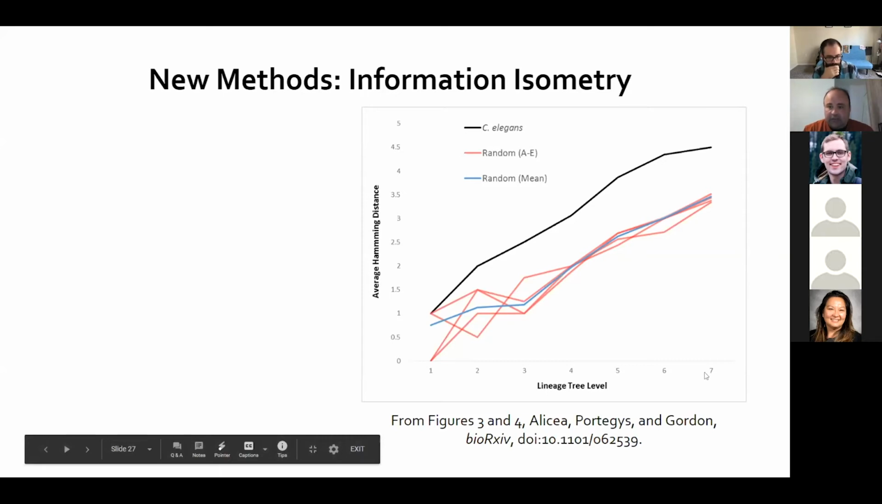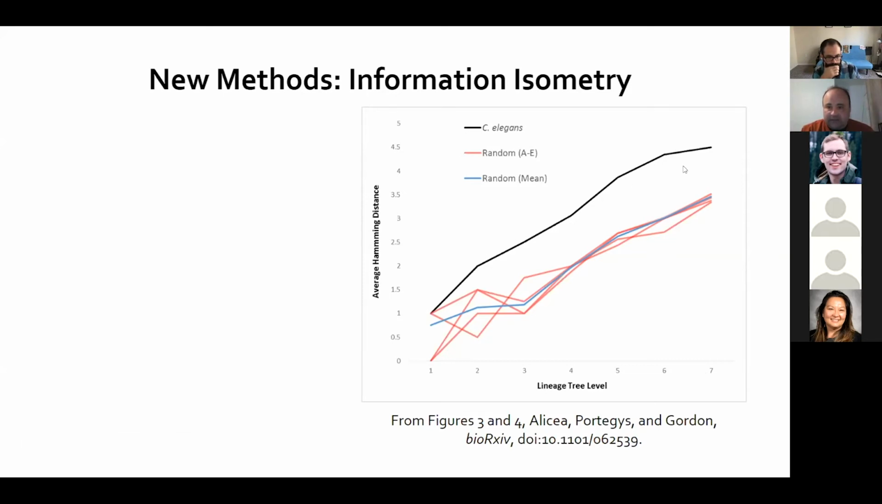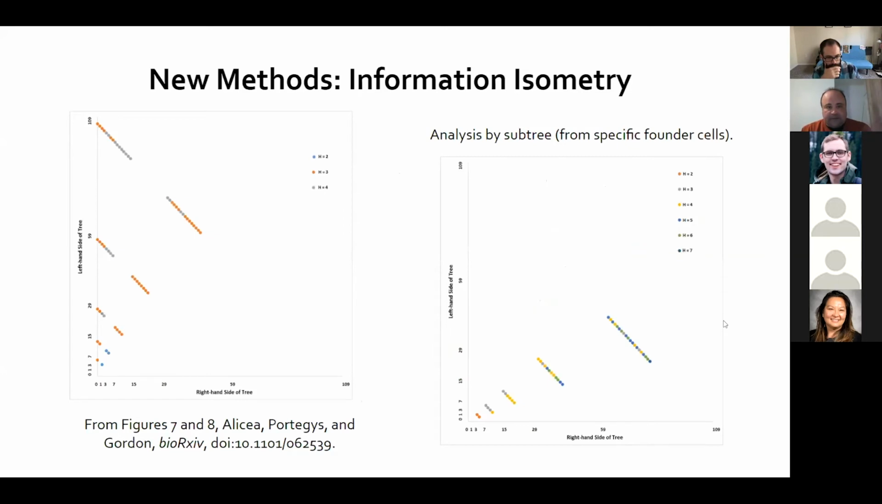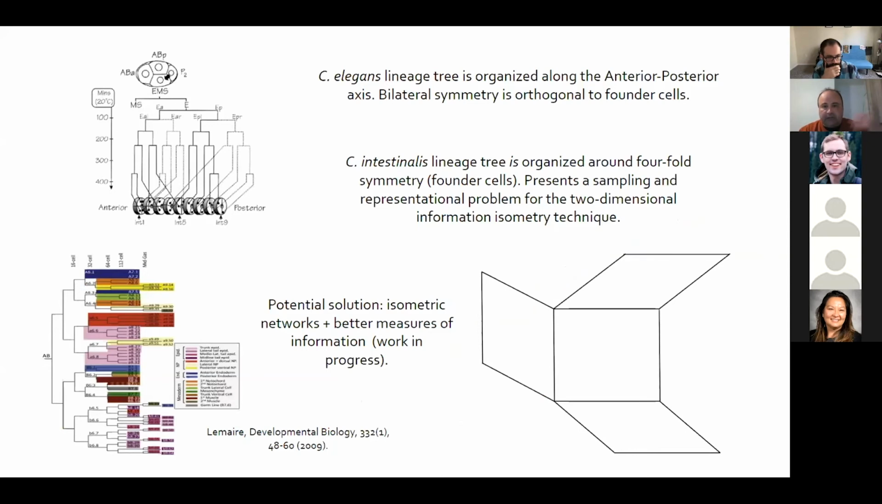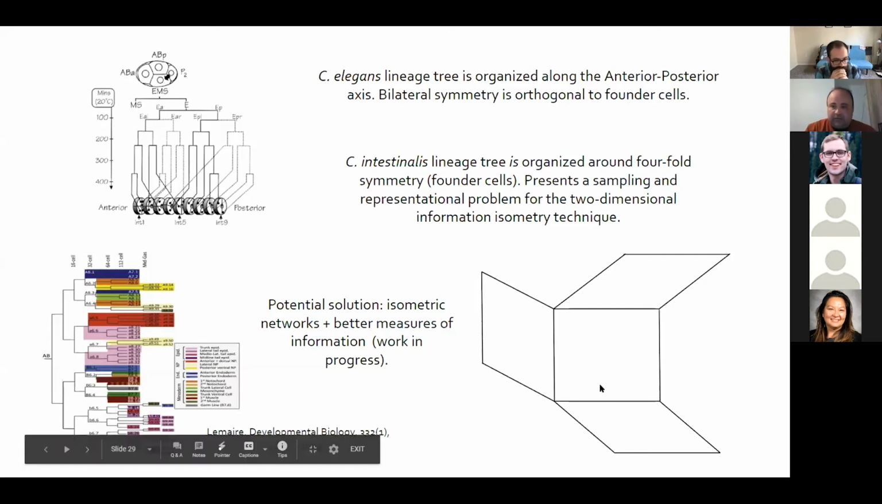This is based on lineage tree levels. This is the very early embryo, and we looked at the average Hamming distance, and you can see that there is a real biological signal here, at least in terms of C. elegans versus some randomly generated tree. This is a comparison of subtrees. Eventually, we want to apply it to other organisms. But the problem with, say, C. intestinalis is that C. intestinalis exhibits fourfold symmetry. So how do you deal with that type of complexity? It's not what we see in C. elegans at all. A potential solution might be to use more sophisticated geometric shapes to characterize these changes.